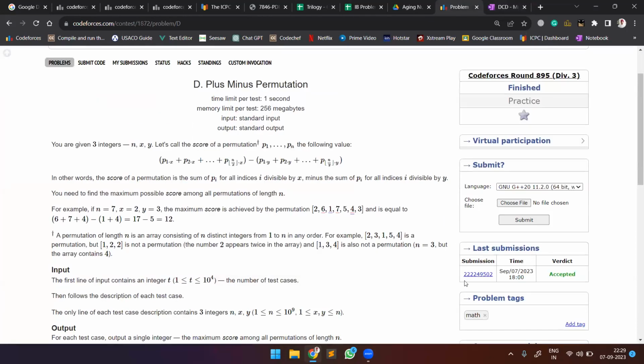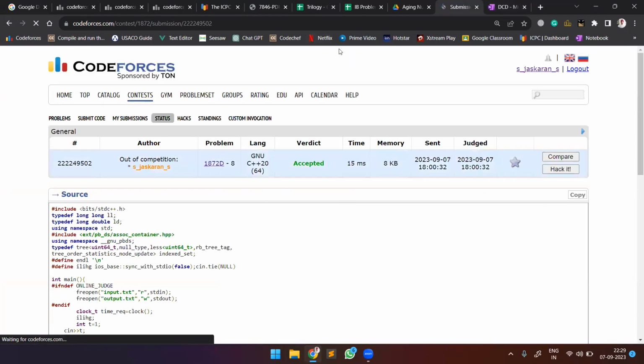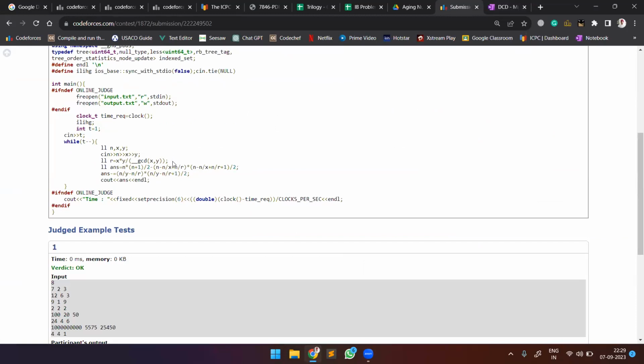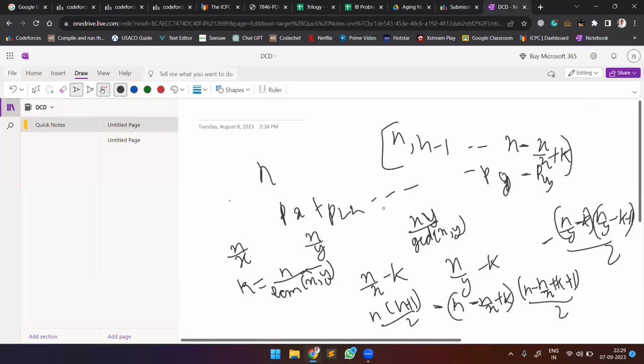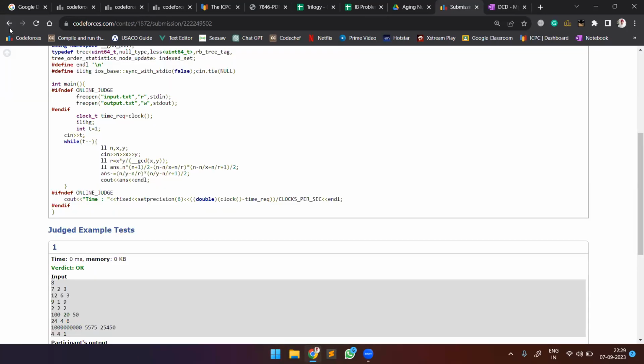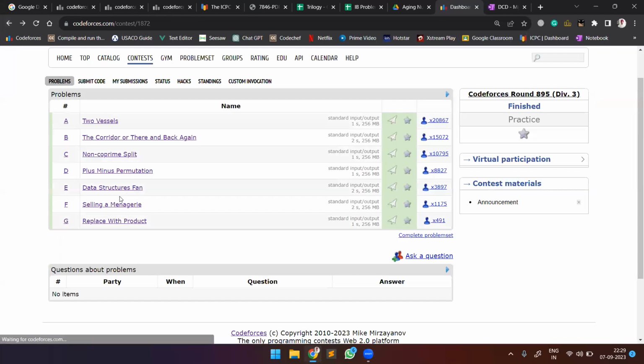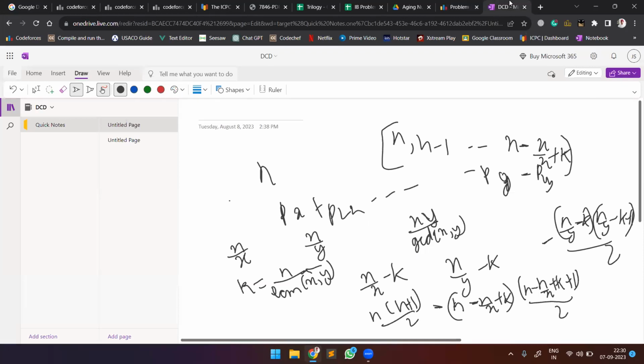So I can show you my solution. This is the solution. I just took the LCM. My LCM is R basically. So it is n by R. Yeah, so basically this is the same formula as this one. Here K, yeah, that is right. So I'll move on to the next question. Before that, I'll erase it.